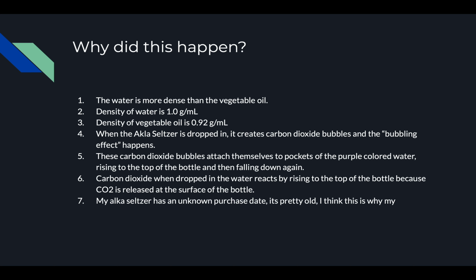So why did this happen? The water is more dense than the vegetable oil, so that's why it sinks to the bottom and the oil is on the top. I did some research, and the density of water is 1 gram per milliliter, and the density of vegetable oil is 0.92 grams per milliliter. So water is more dense than oil. When the Alka-Seltzer is dropped in, it creates carbon dioxide bubbles, and the bubbling effect happens here. These carbon dioxide bubbles attach themselves to the pockets of the purple water. They rise to the top of the bottle and then fall slowly down again.